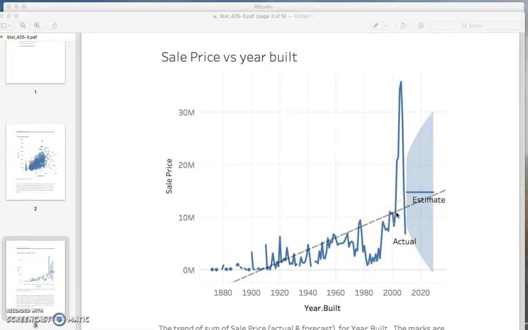But we have also noticed here that there is a high jump and a sudden drop during years 2006 and 2009, and we tried to explain it by the fact that in 2008-2009 the market crashed. That's why the house prices were really low, and right before that the market was thriving and the houses were really expensive.